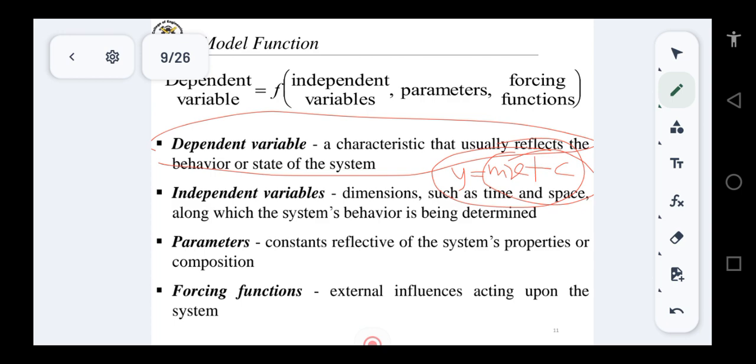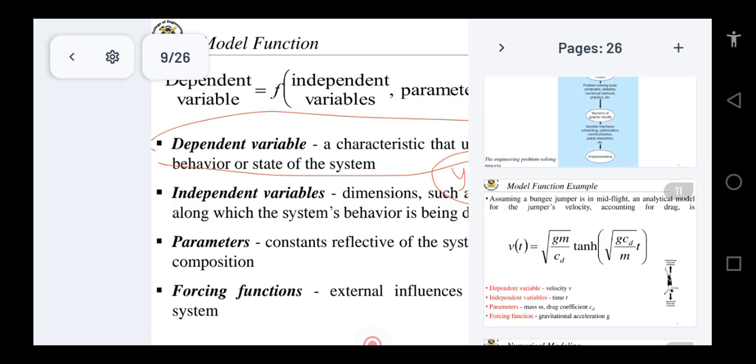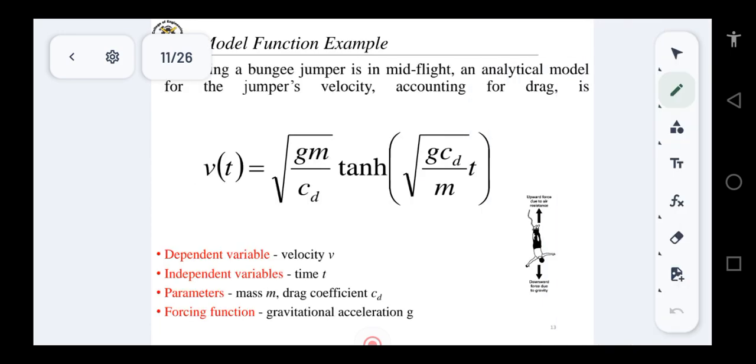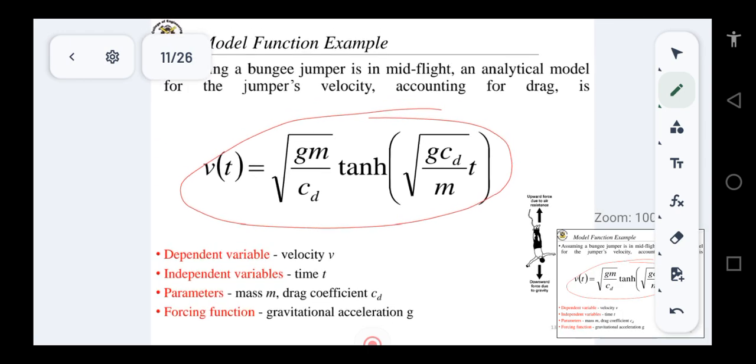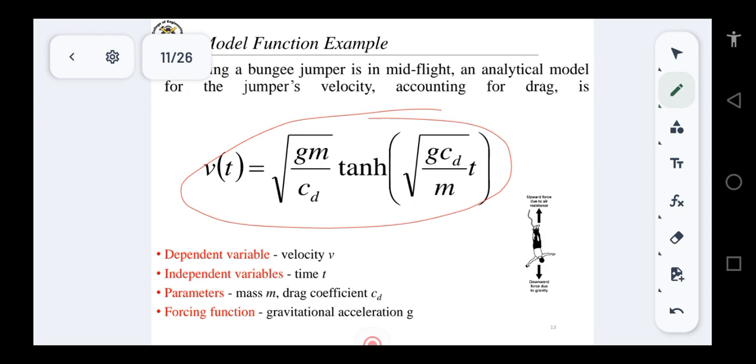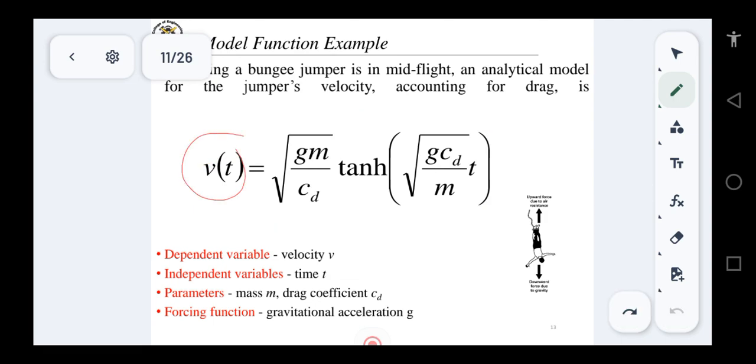Let's see if I have some example here. This is an example of a mathematical model: v of t is equal to the square root of g m over c d, times tanh of the square root of g c d over m, times t. So when we have a jumper in flight, moving with a certain velocity, that velocity is termed v. Here the velocity of the jumper, v, is the dependent variable.